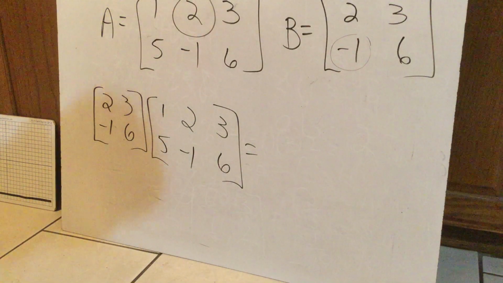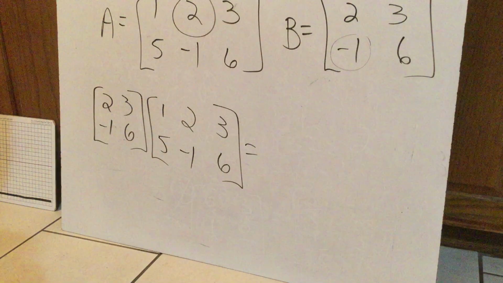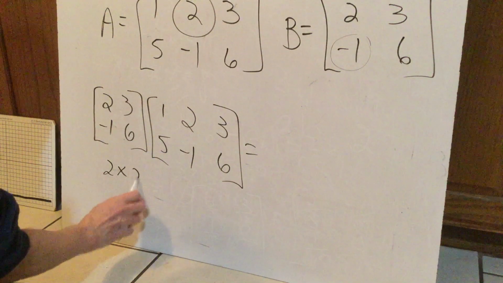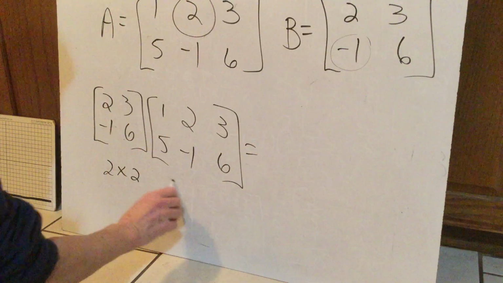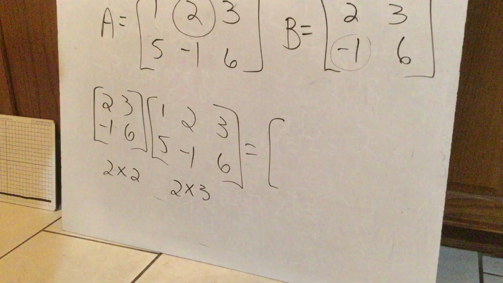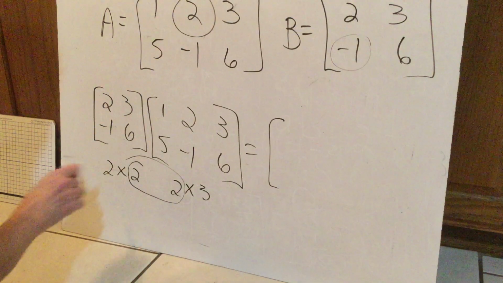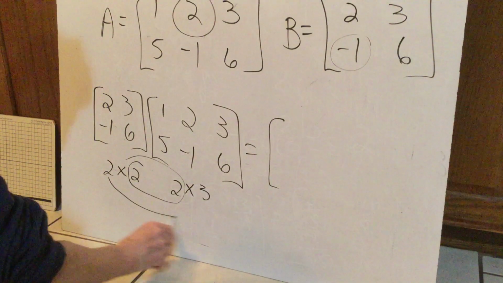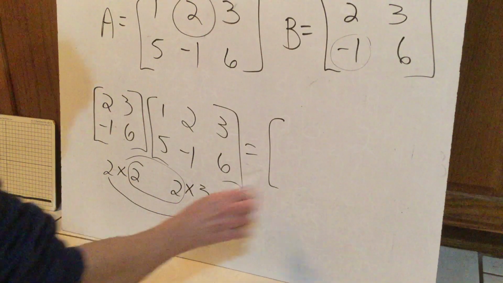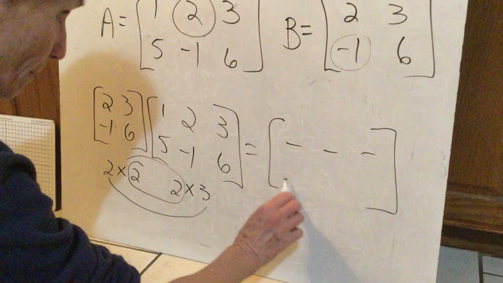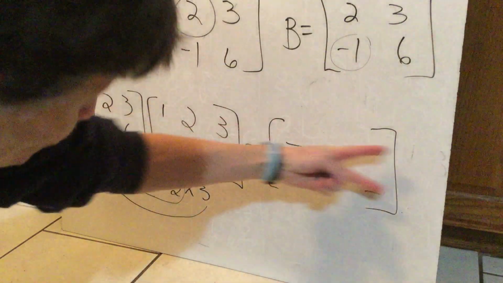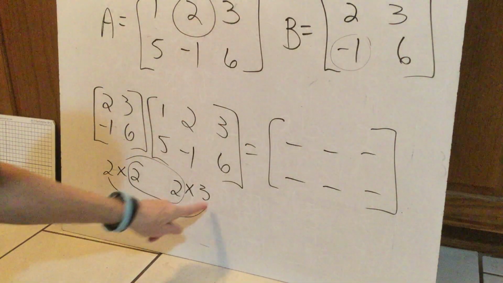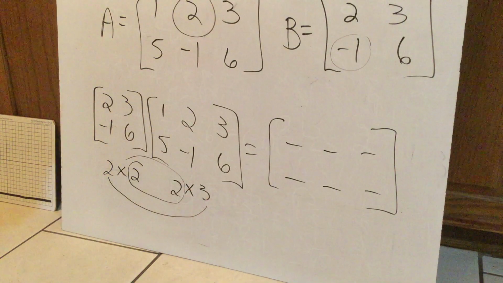Now, remember the rules for multiplication. You can't always multiply. So the first thing I probably want to do is check my dimensions. This one is 2 by 2. This one is 2 by 3. Now remember, you can multiply as long as those match. Since they match, we're going to multiply, and our answer is going to be a 2 by 3. So it's going to have 2 rows and 3 columns, because that's what these outside dimensions tell me.